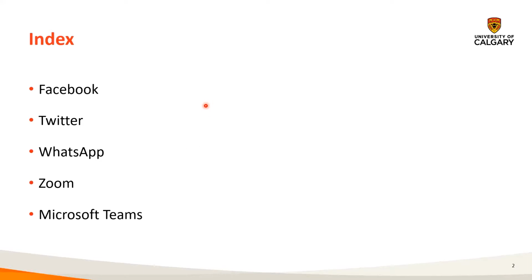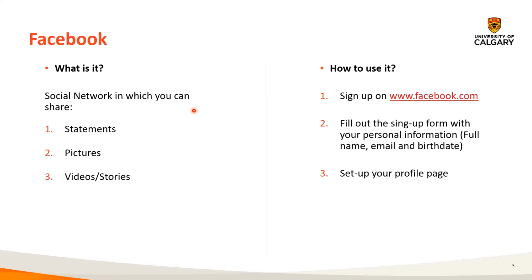So if we focus first on Facebook, what is it? Well, we can define Facebook as being a social network in which you can share statements, pictures, videos, and lately there have been some functionalities added to Facebook, the stories functionality, where you can share online videos of you saying something on the spot, and they're available for your friends or other users for a limited amount of time.